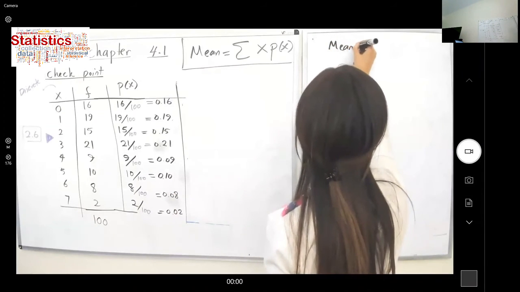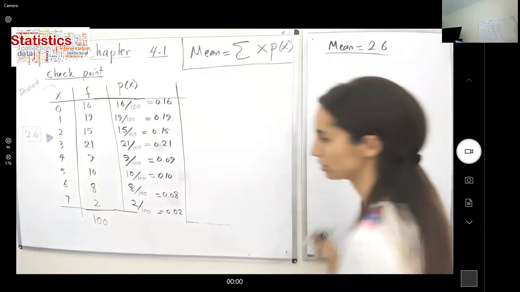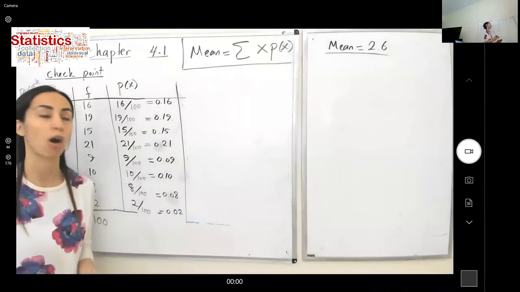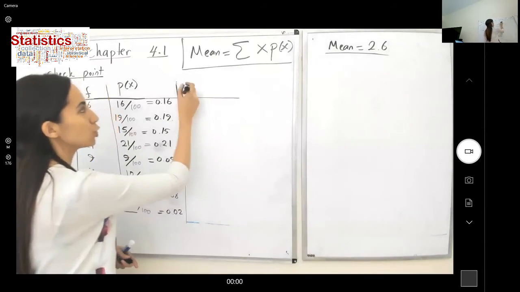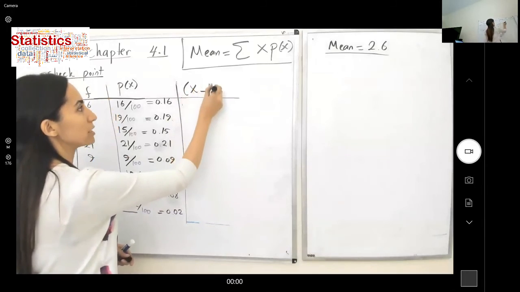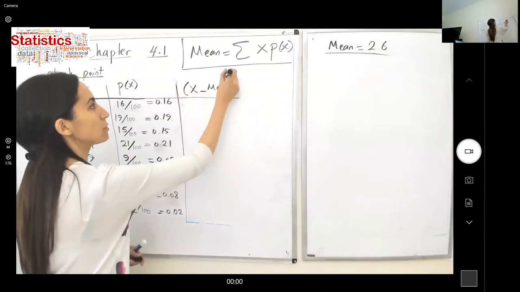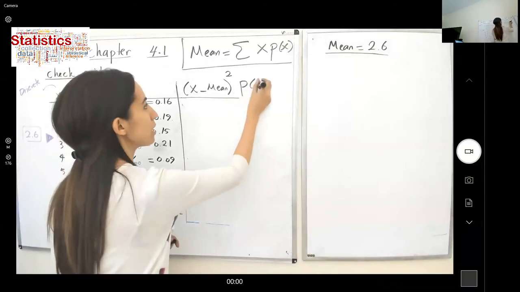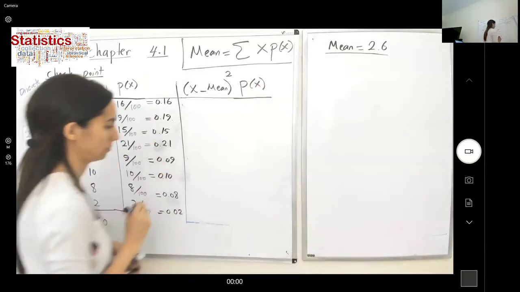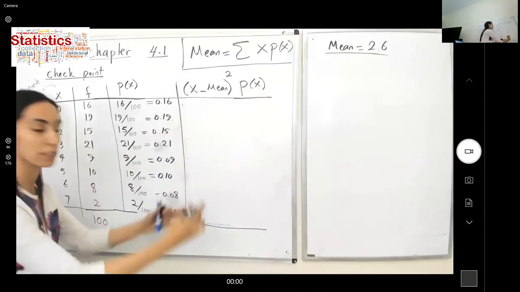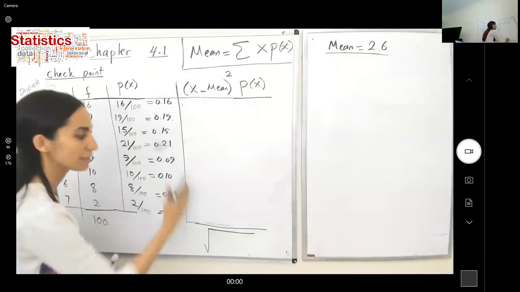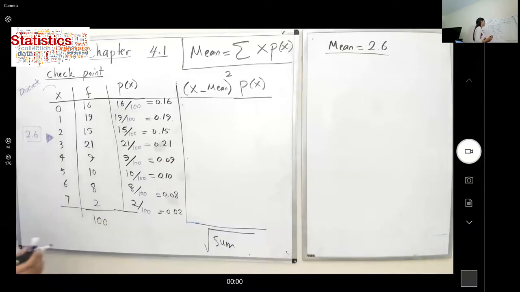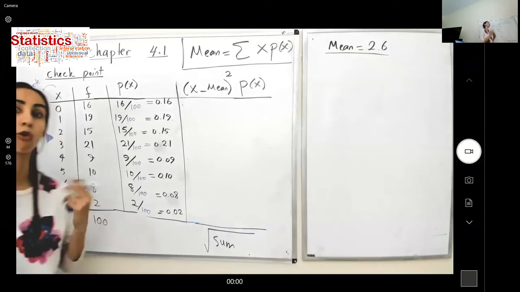Mean is equal to 2.6. Now to find the standard deviation, you have to create a new column. In this new column, you have to find x minus mean, square it, and multiply by p of x. Then you find the square root of the sum here. Very good. Okay. We have work to do.